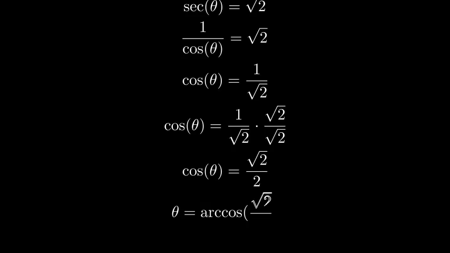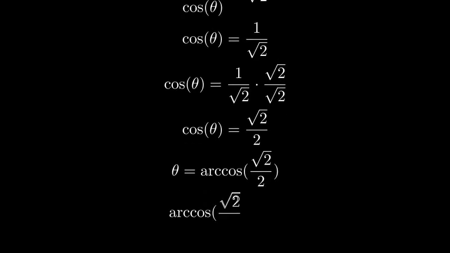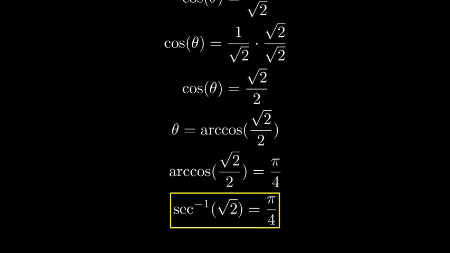Therefore, theta equals arccos of square root of 2 over 2. We know that arccos of square root of 2 over 2 equals pi over 4, or approximately 45 degrees. Therefore, sec inverse of square root of 2 equals pi over 4.